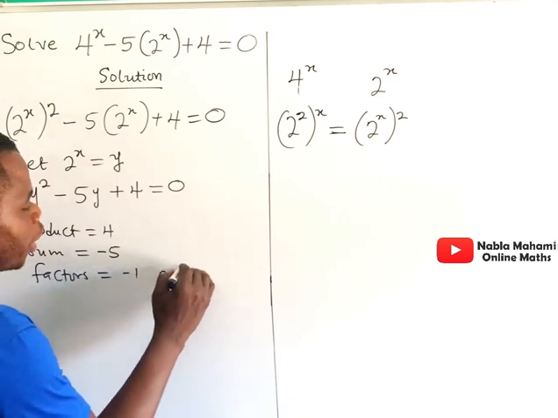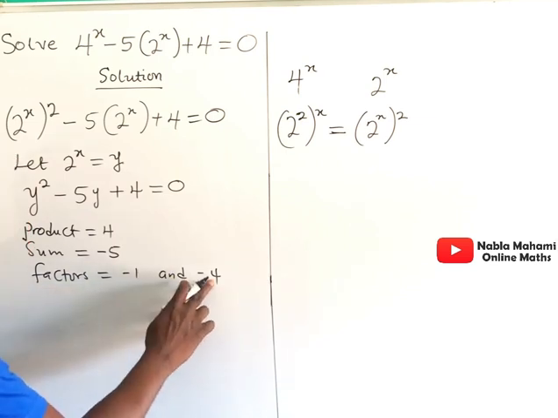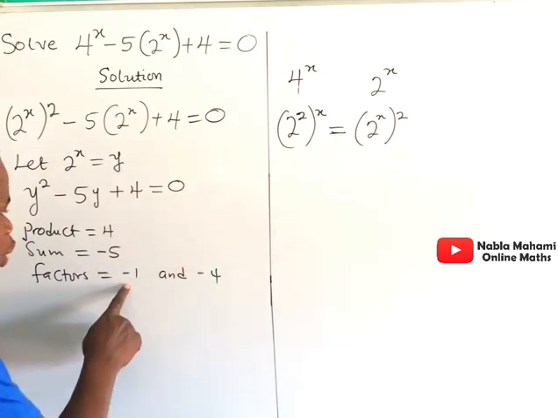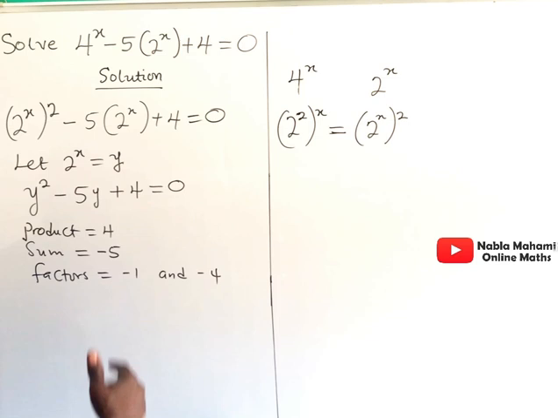minus 1 and minus 4. Because minus 1 times minus 4 is positive 4, and minus 1 minus 4 is minus 5. So these are the factors for this quadratic equation.